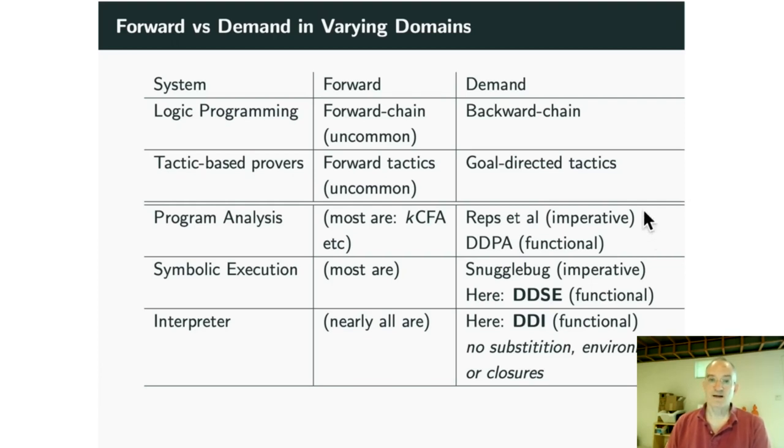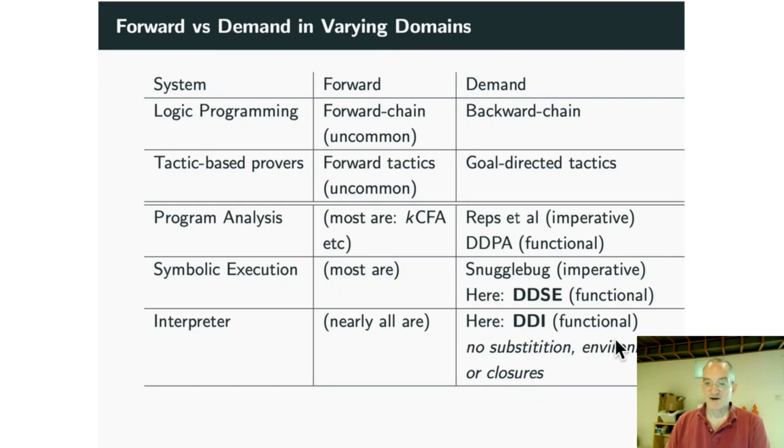Reps and collaborators wrote a series of influential papers doing this in the imperative language space, and there have been a few efforts in the functional space. One is DDPA, which is our work, so there have been some functional demand program analyses. And in the symbolic execution space, Snugglebug is an imperative demand symbolic executor. This paper is basically about filling in this box with DDSE, which is our functional demand symbolic executor.